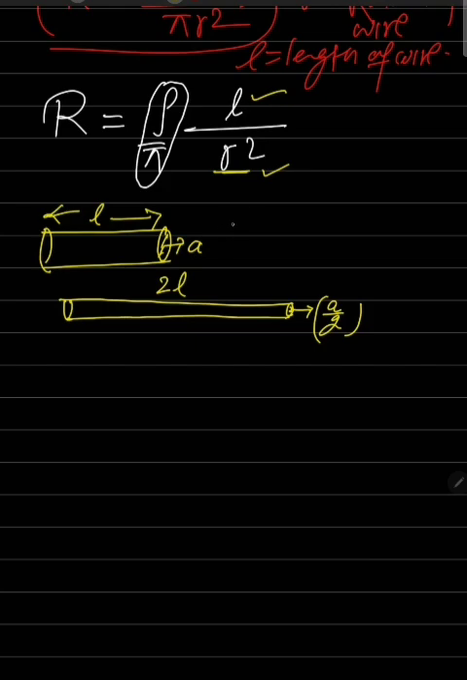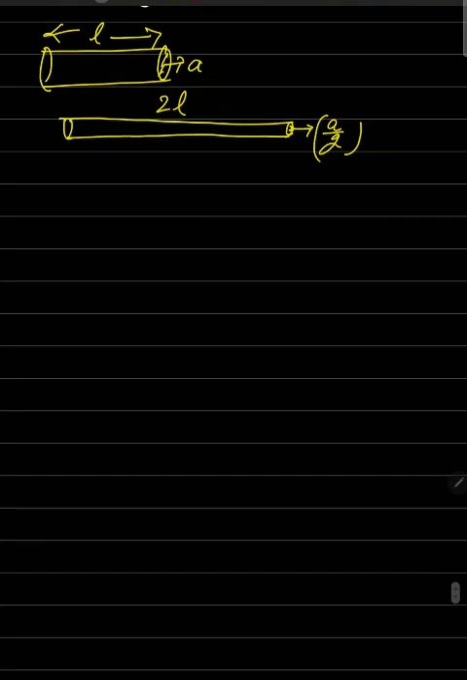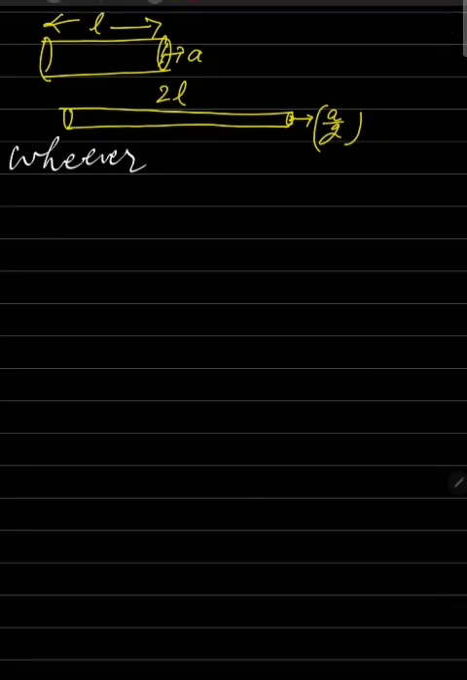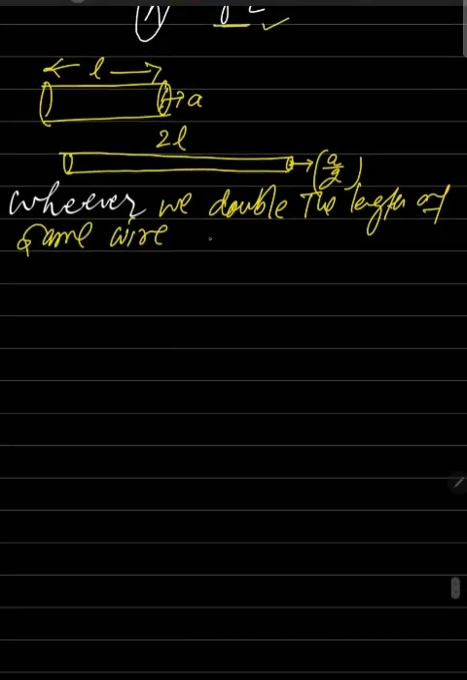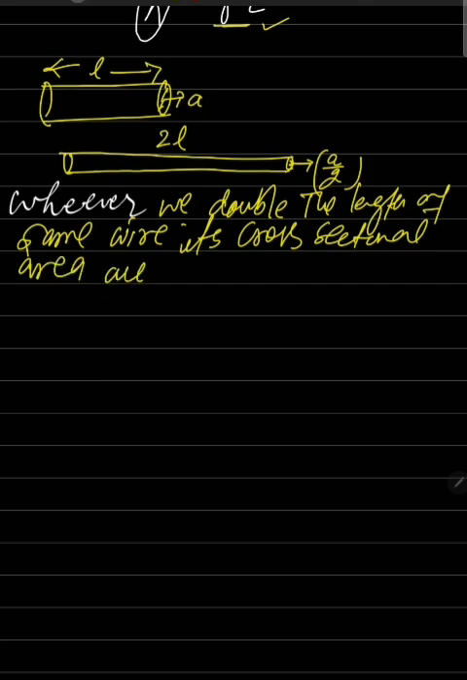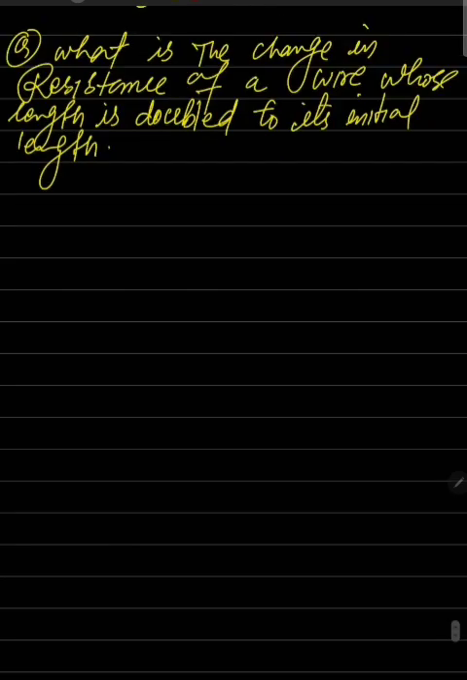Whenever we double the length of same wire, its cross sectional area will become half of initial cross sectional area. Okay, so let's do one question related to that.